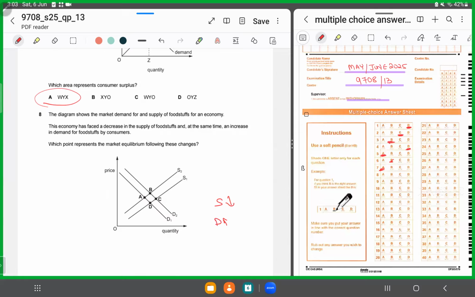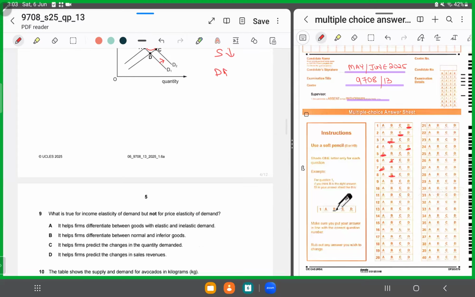So if the demand is increasing, we'll be moving from D1 to D2, and if the supply is decreasing, we'll be moving inside upwards from S1 to S2. So looking at that position, we move from D1 to D2, and from S1 to S2, we'll arrive at point B. So for 8, we'll shade in B as the correct answer.